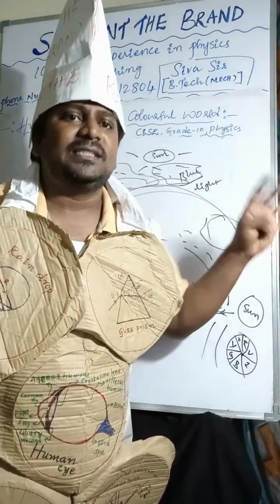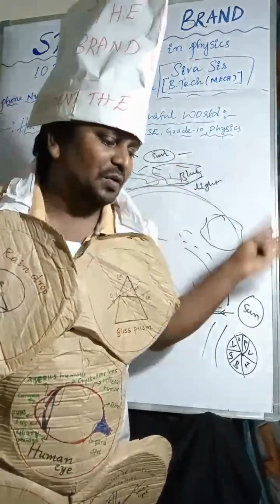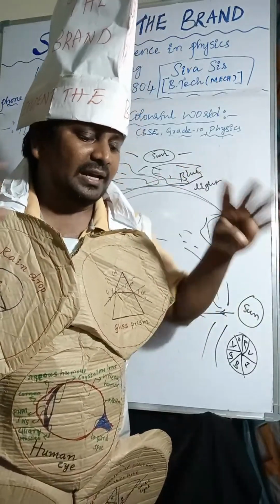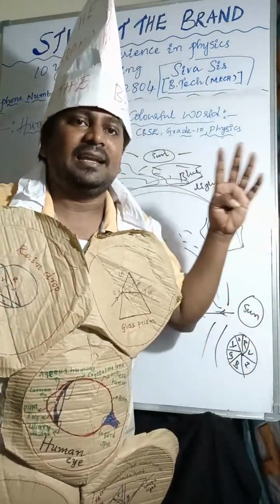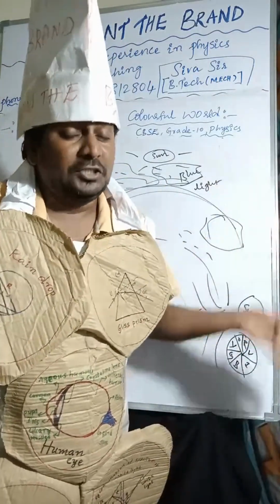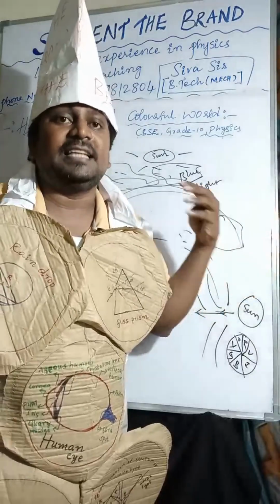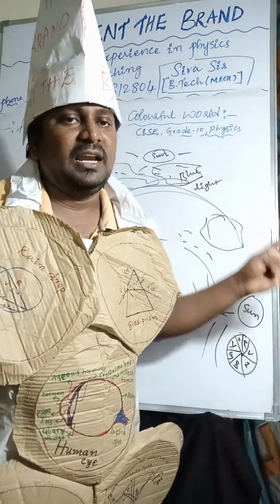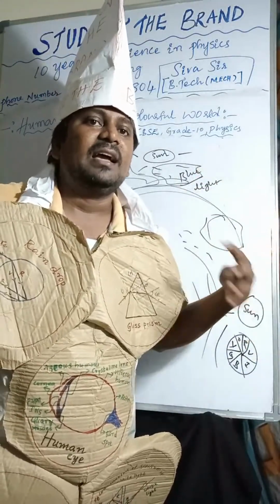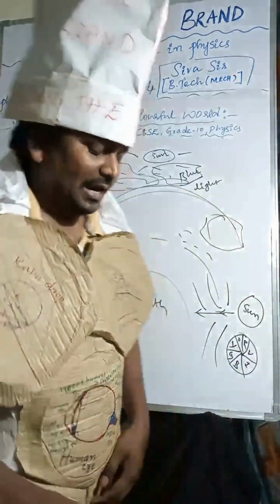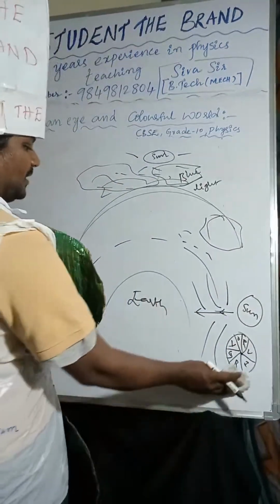Related to colors, it is scattering of light. Related to positions, it is atmospheric refraction. Related to colors, it is scattering of light. Related to position, it is atmospheric refraction. So I hope it is very clear.